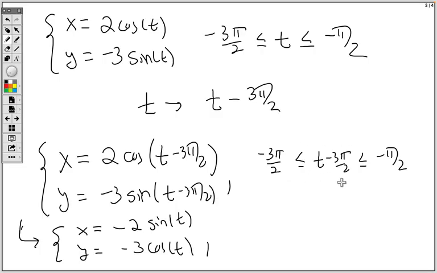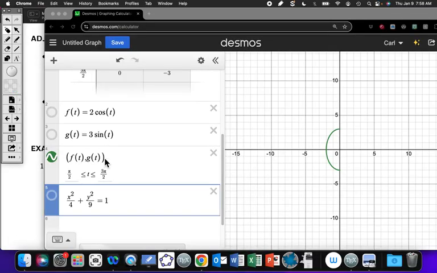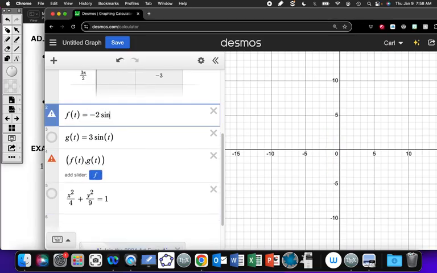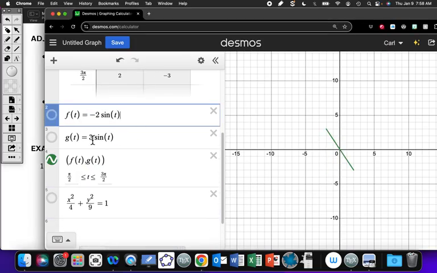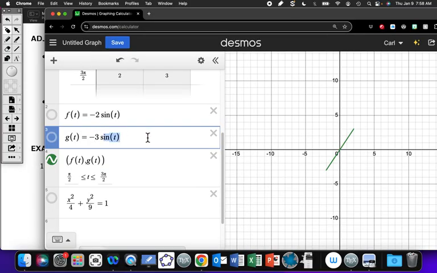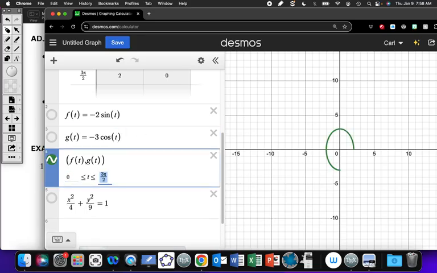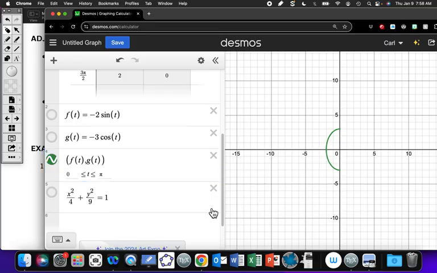And then if I add 3 pi over 2 through this, adding 3 pi over 2 here gets me to start at 0. Adding 3 pi over 2 here gets me to pi. And so let's check that this actually works. So minus 2 sine of t, minus 3 cosine of t. We want to go from 0 to pi now. Boom, there's the left-hand side.